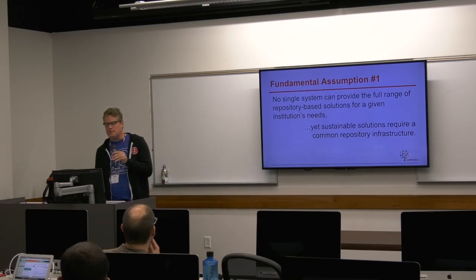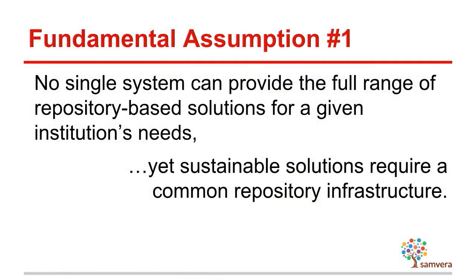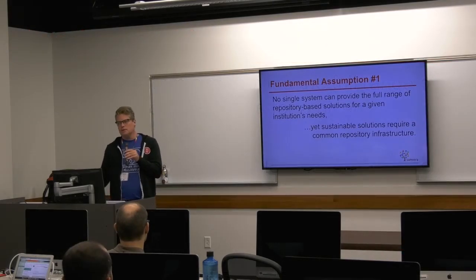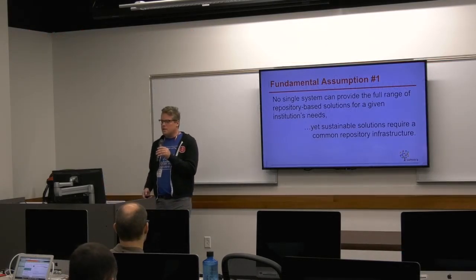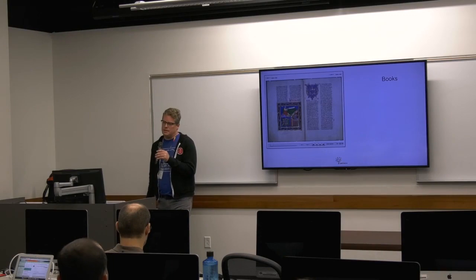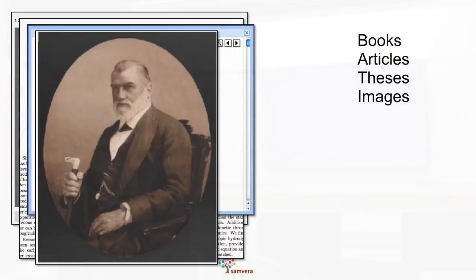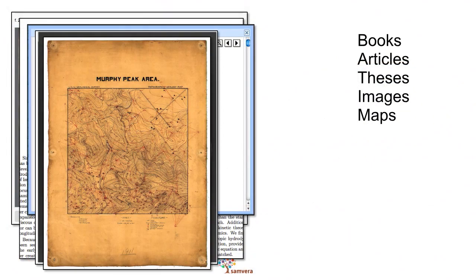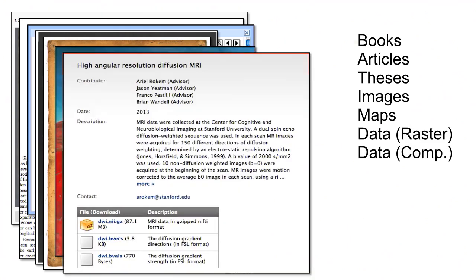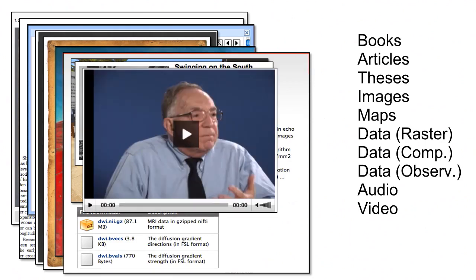So our first fundamental assumption in the slide deck is that no single system can provide the full range of repository-based solutions for a given institution's needs. But if we want to have sustainable solutions, they require a common repository infrastructure. And that's kind of what the Samvera infrastructure is, right? So, many of us need a lot of different types of content to live in a digital repository of some kind.